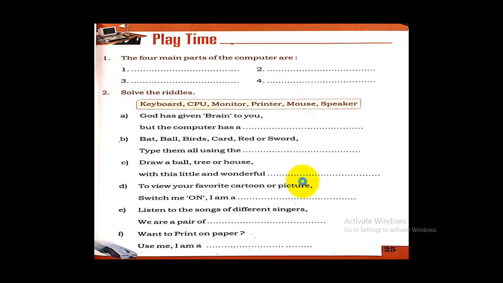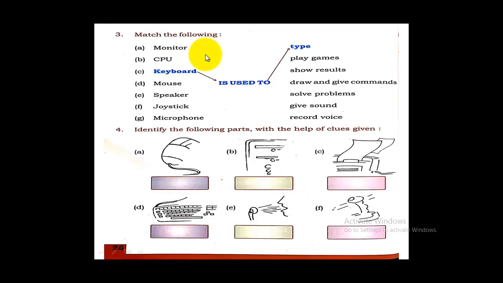Now let's see some more exercises. Now match the following. Monitor, what is this? One is given here, the C. Roman number C here is given here. This keyboard is used to type. Monitor is used to show results. CPU is used to solve problems. Mouse is used to draw and give commands. Speaker gives sound. Joystick is used to play games. Microphone records voice.